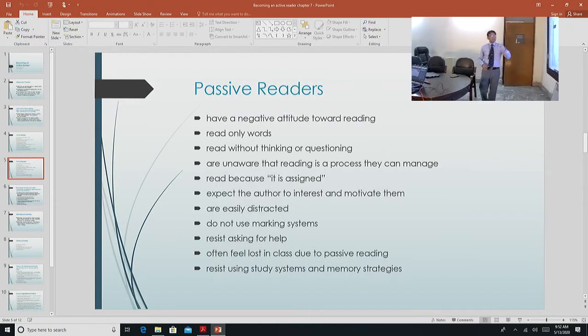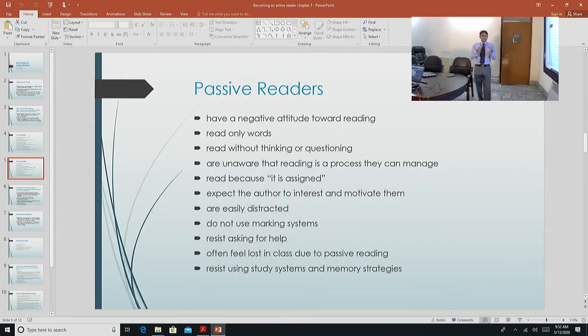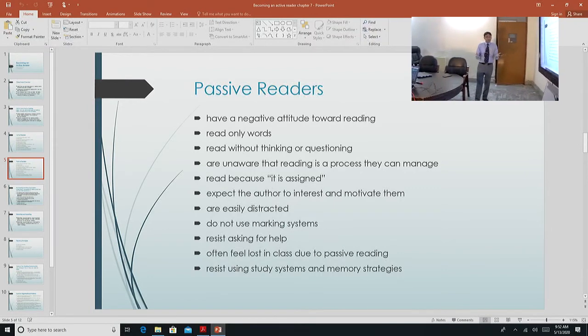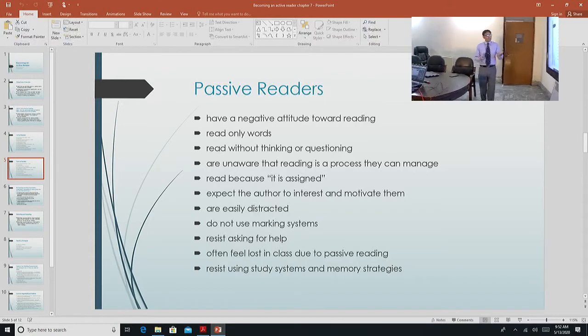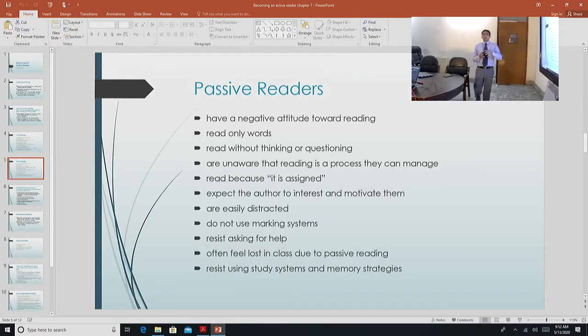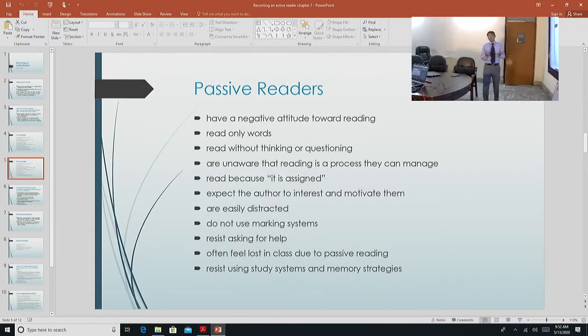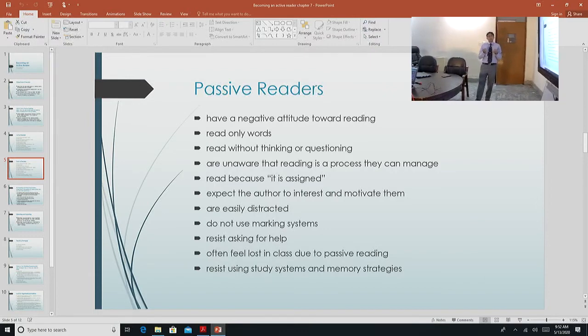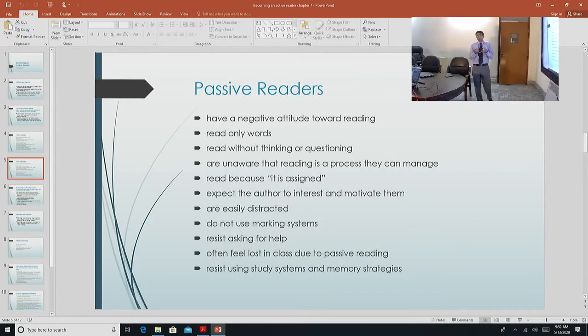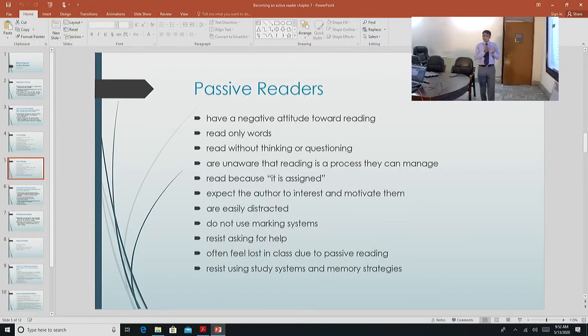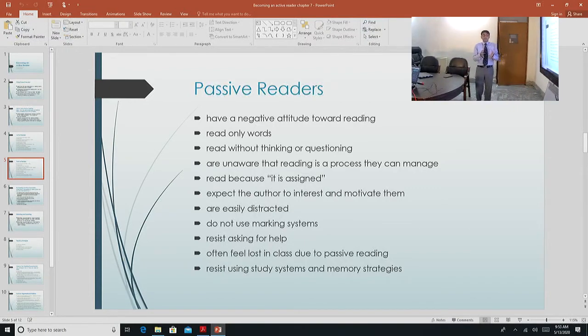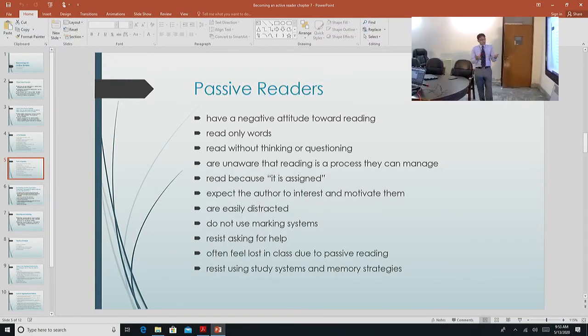They do not use a marking system. They don't know how to take notes. They don't know what to highlight, what not to highlight. They don't know what is important and what is not important. They resist asking for help. They are shy. They usually do not ask their teacher questions. They do not share their problems, okay, with the teacher or with their friends or with their family. So they resist asking for help.